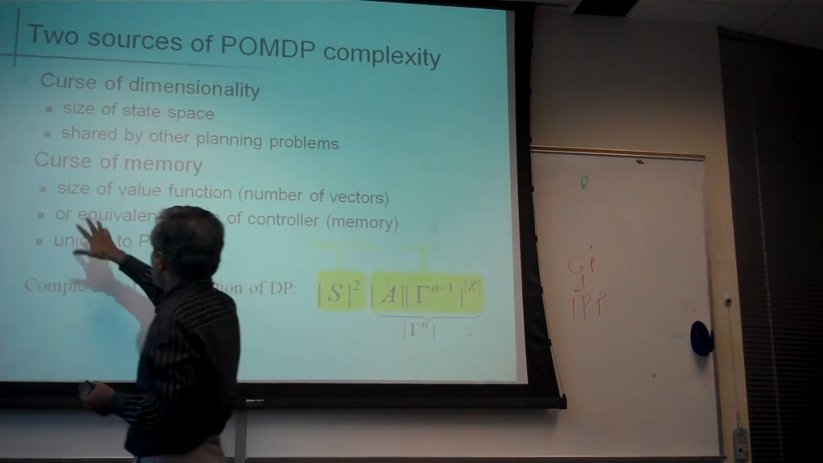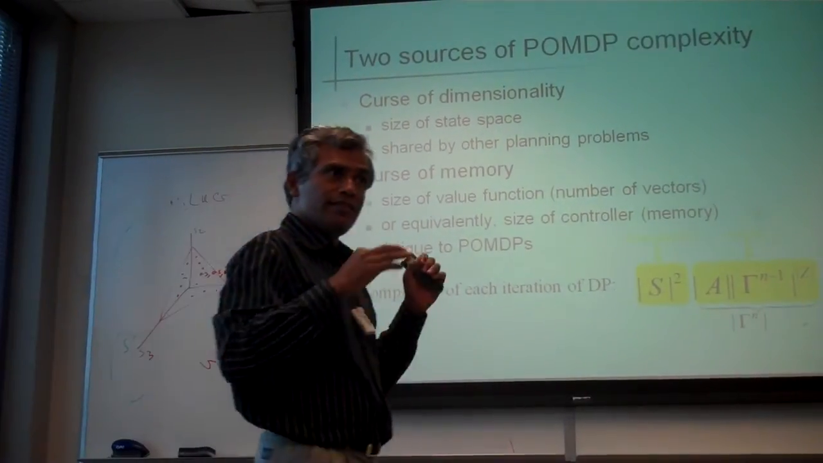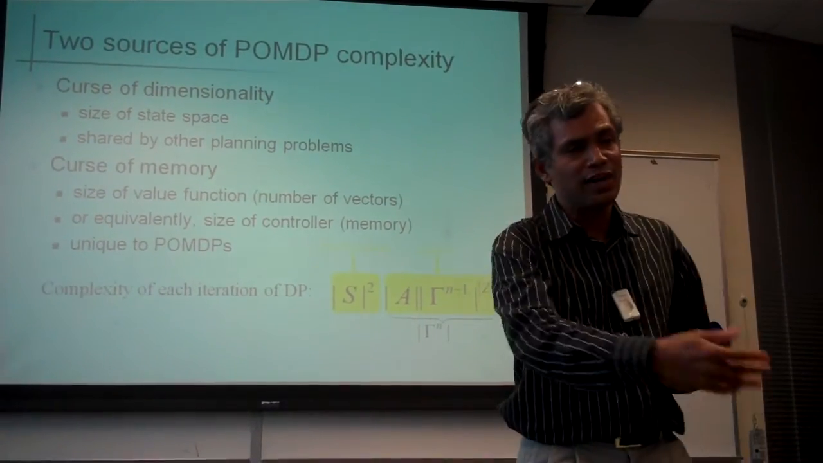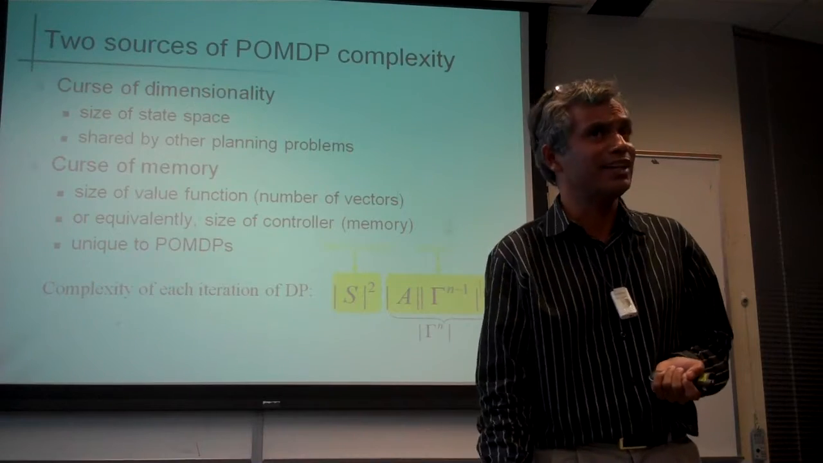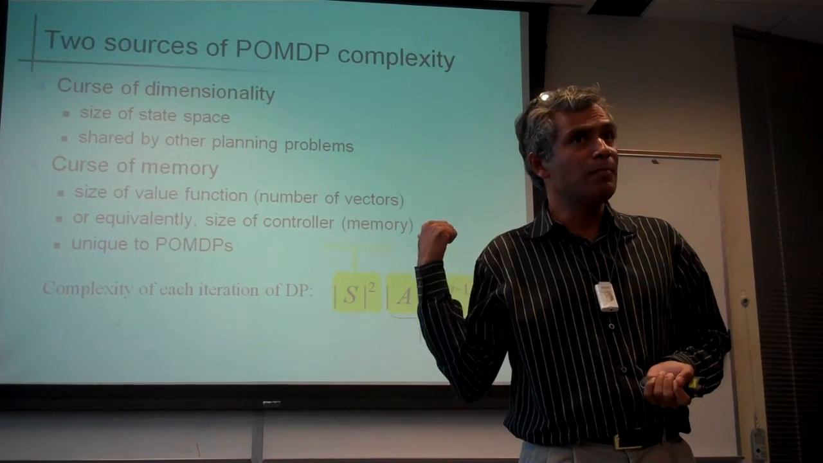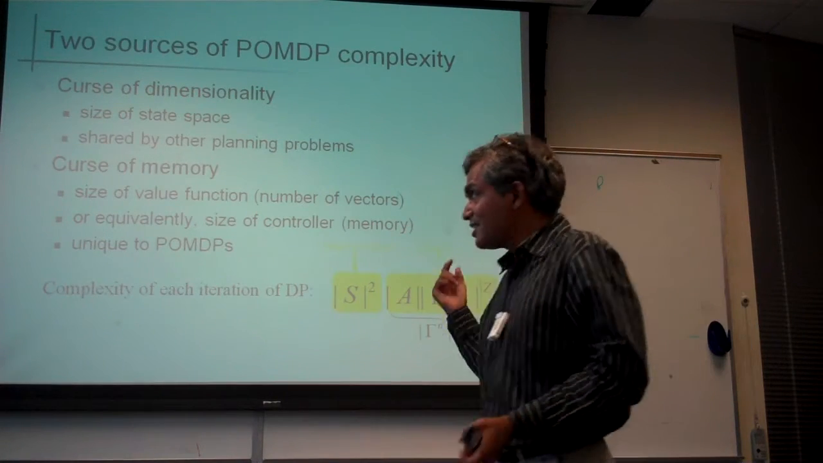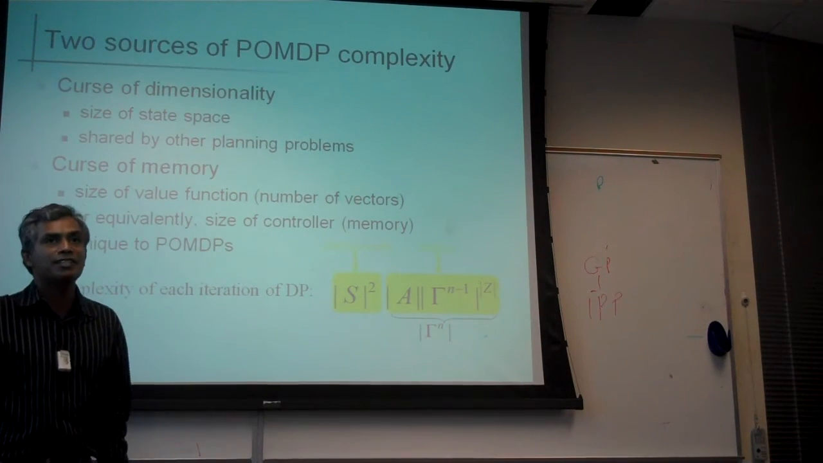So this is this. The second is the curse of memory. At least in the past, we basically had to represent the value function and the policy function. Both the value function and the policy function for us in POMDP can be infinitely large. Because if I just say for each belief state you wind up doing a different action, there are an infinite number of belief states, you are sunk.